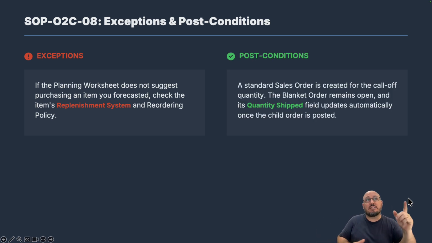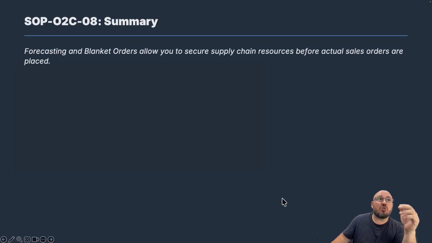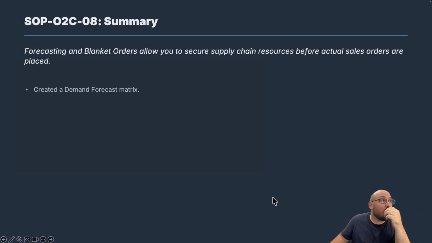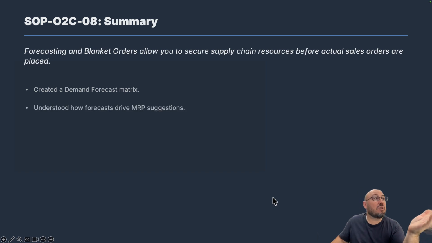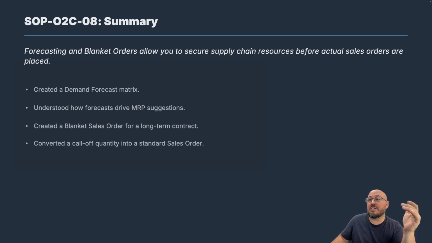If it is working, a standard sales order is created for the call off quantity. The blanket order remains open and the quantity shipped field updates automatically once the child order is posted. So it is super cool. A couple of things here. We've created a demand forecast. We understood how forecasts drive into the MRP. We created a blanket sales order for a long-term contract and we converted the call off quantity to a sales order.